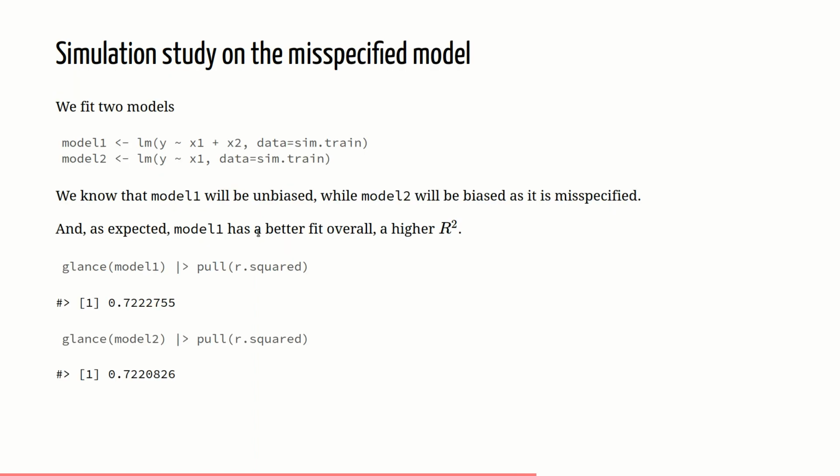So we're now going to fit two models. We're going to fit our true model, which we know is correct and unbiased, y equals x1 plus x2, and then we're going to fit a misspecified model where we ignore the effect of x2. So model 1 we know is going to be unbiased, model 2 is going to be definitely biased because it's misspecified, we're ignoring x2. So we're then going to have a look at the predictability, how well these models do.